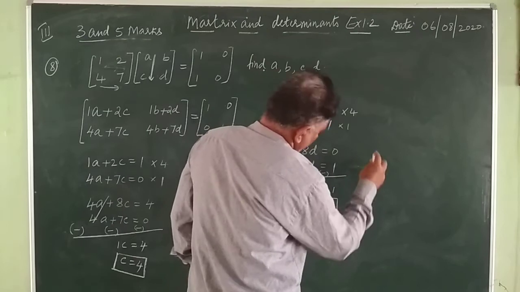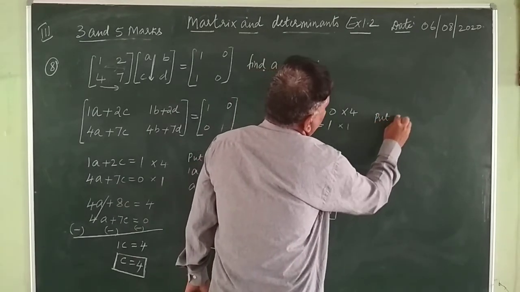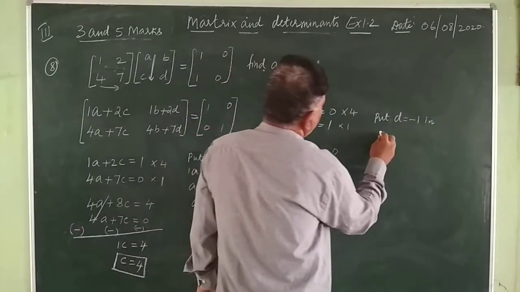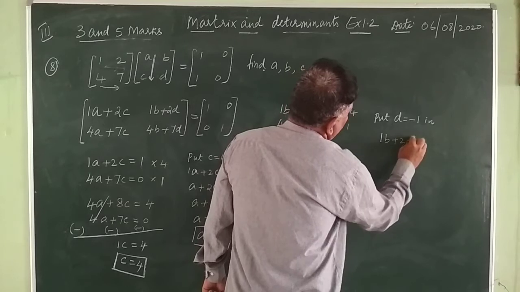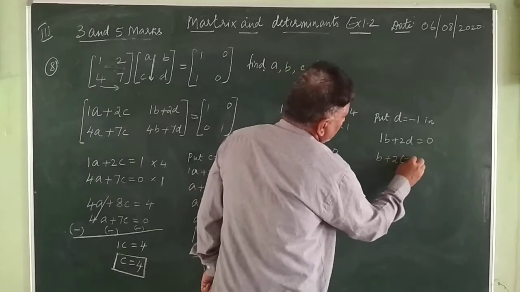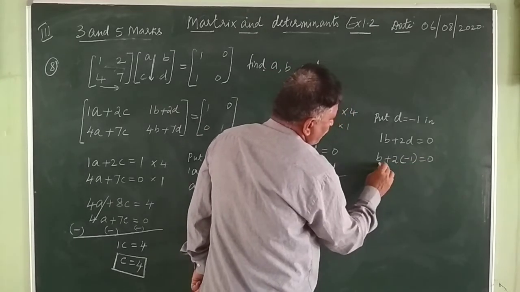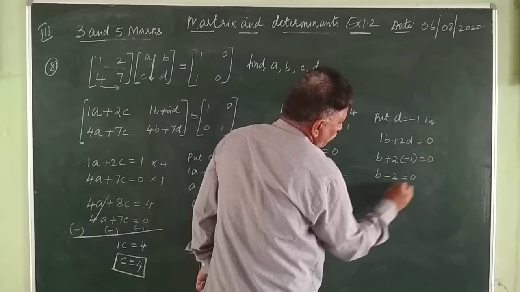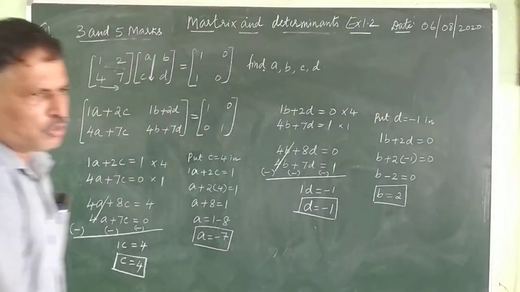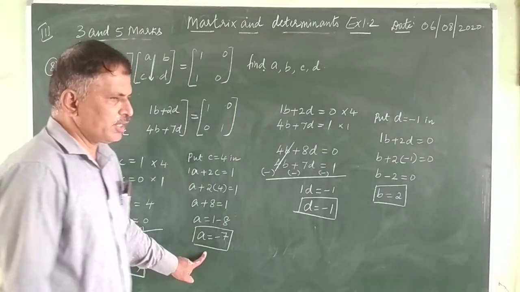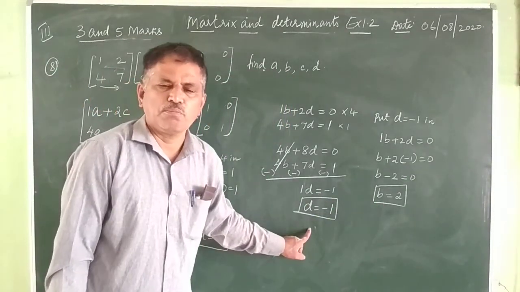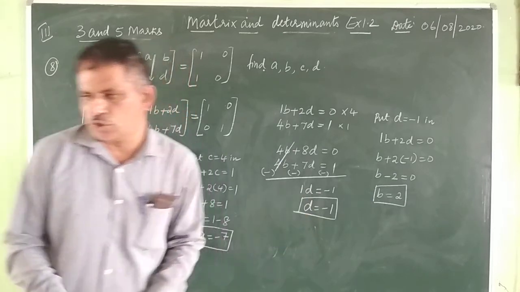So put D is equal to minus 1 in any one, either this one or this one. 1B plus 2D is equal to 0. 1B is B, plus 2 into D, D is minus 1, is equal to 0. B plus into minus, minus 2 equal to 0. So B is equal to 2. If I send minus 2 to that side, it will become positive 2. Therefore, A is equal to minus 7, B is equal to 2, C is equal to 4, and D is equal to minus 1. Yes, please note down this one.